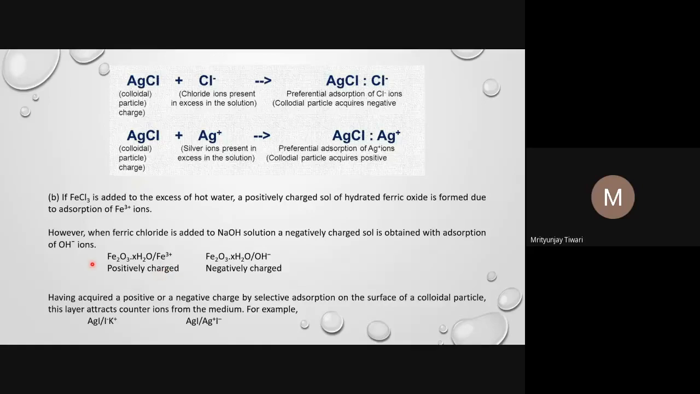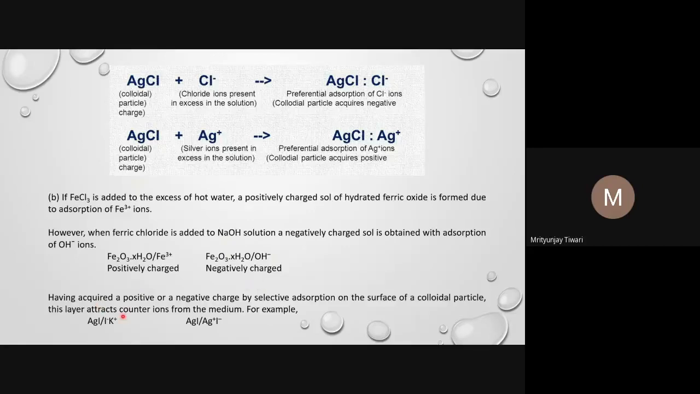However, when ferric chloride is added to NaOH solution, the solution also contains OH- ions, and of course it also contains water. So it will form ferric hydroxide. Along with the ferric hydroxide, we see OH- ion is in excess, and OH- ion is common to the colloidal particles. So in this case, OH- ions will be adsorbed by the colloidal particles, and so a negatively charged colloid will result due to adsorption of OH- ions, which is common to the ions in the colloidal particles. This is effectively Fe(OH)3.